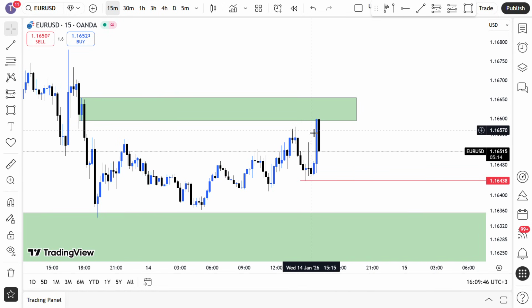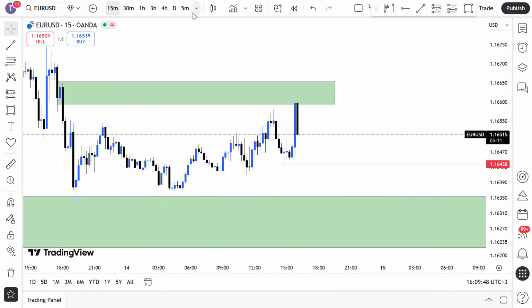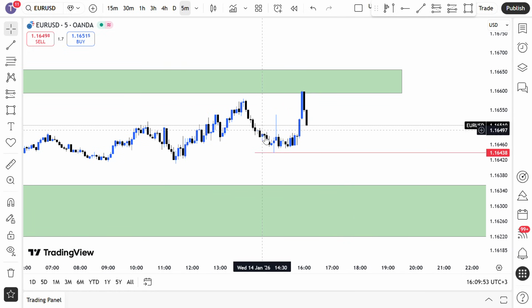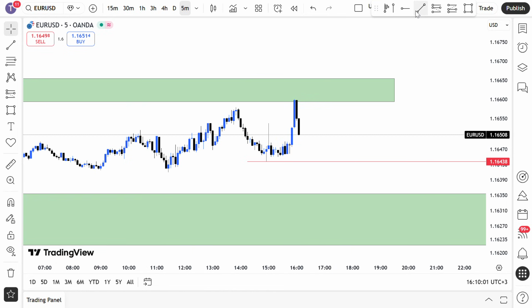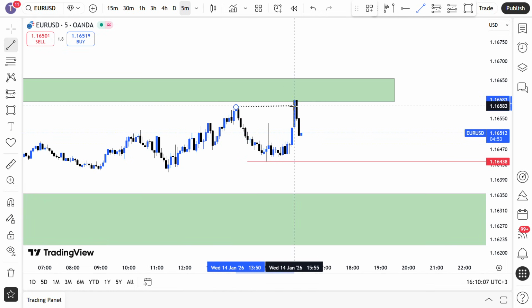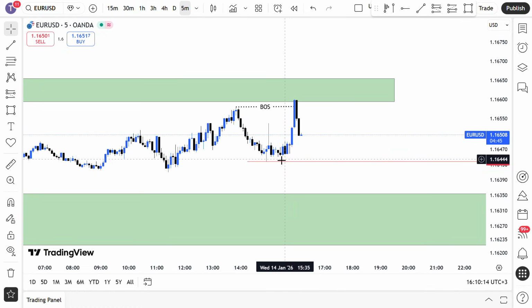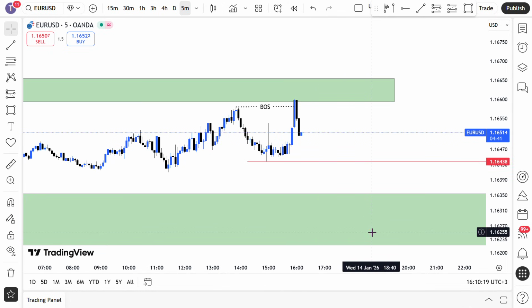We have a break of structure to the upside. If I go into the 5 minutes time frame, we have the price coming down to clear the internal structures, and then we have a valid break of structure to the upside. So it means once we see this low being taken out, sorry, let me mark the break of structure. So that is the break of structure. Once we see this low being taken out, we have our change of character, and then we look to have our entries to the downside.